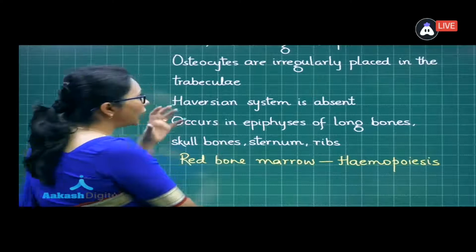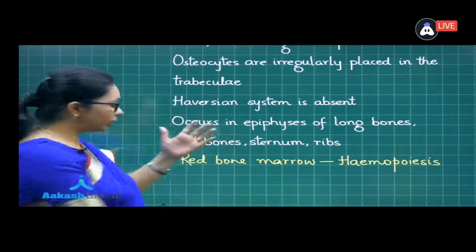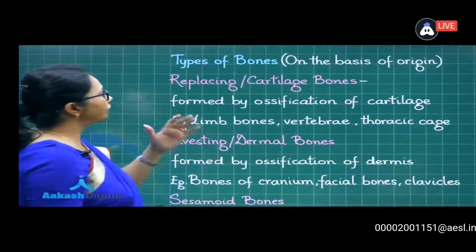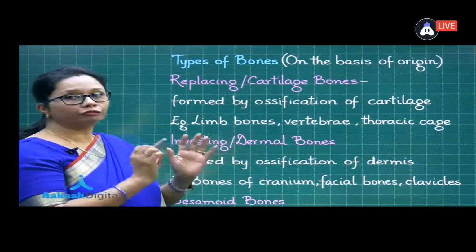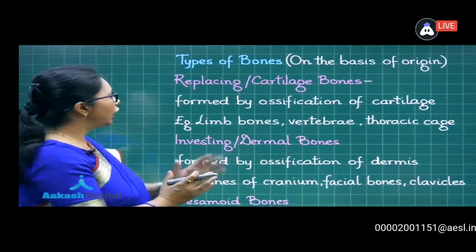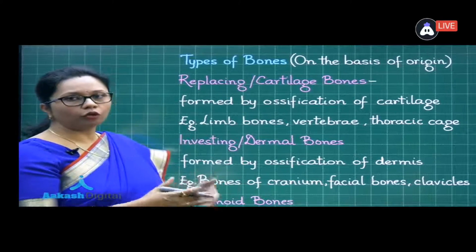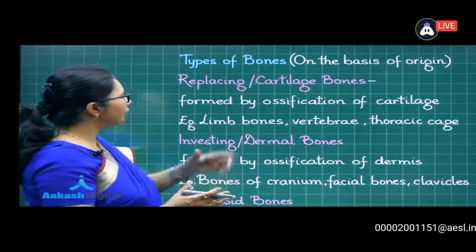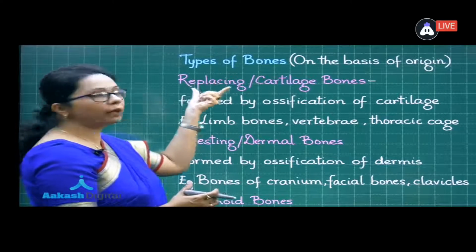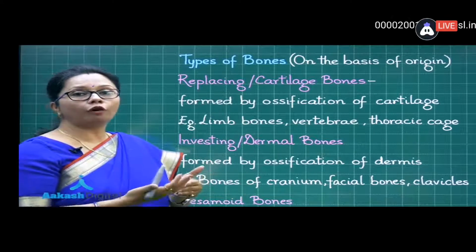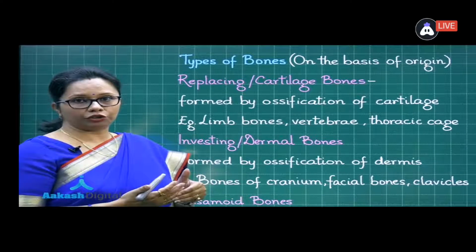Now this was one classification on the basis of structure. There is another classification on the basis of origin, from where the bone arises. So one of the bone is the replacing or the cartilaginous bone, or simply cartilage bone we can name them. Now here, as the name suggests, replacing, that means these bones are formed by replacing the cartilage.